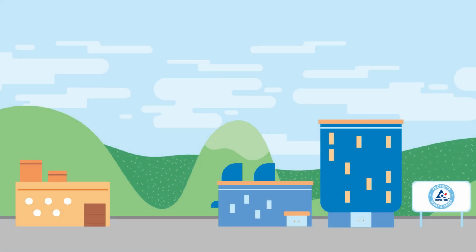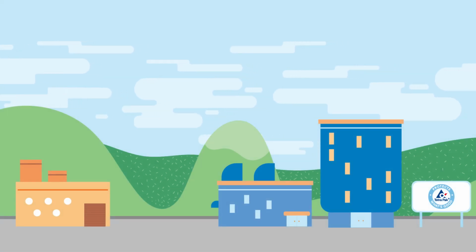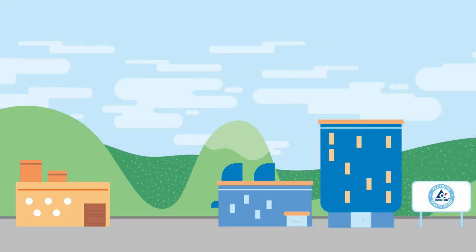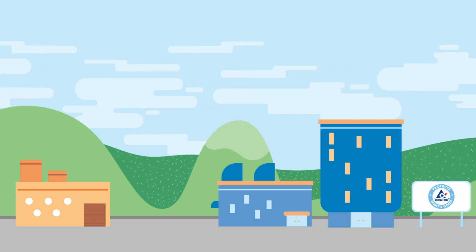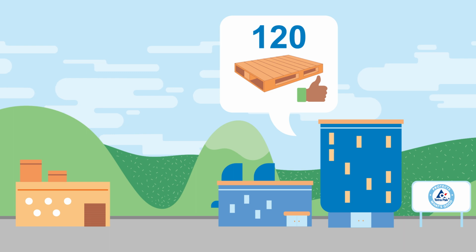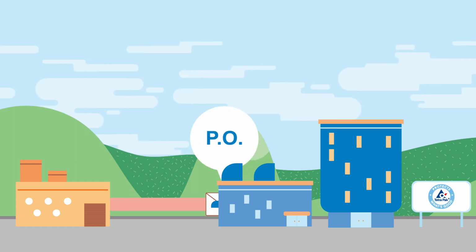Order confirmation. The purchase of goods or hiring of services by Tetra Pak is confirmed when you receive our purchase order. See the following example. After the negotiation process, we send a 120 pallets purchase order to our supplier.